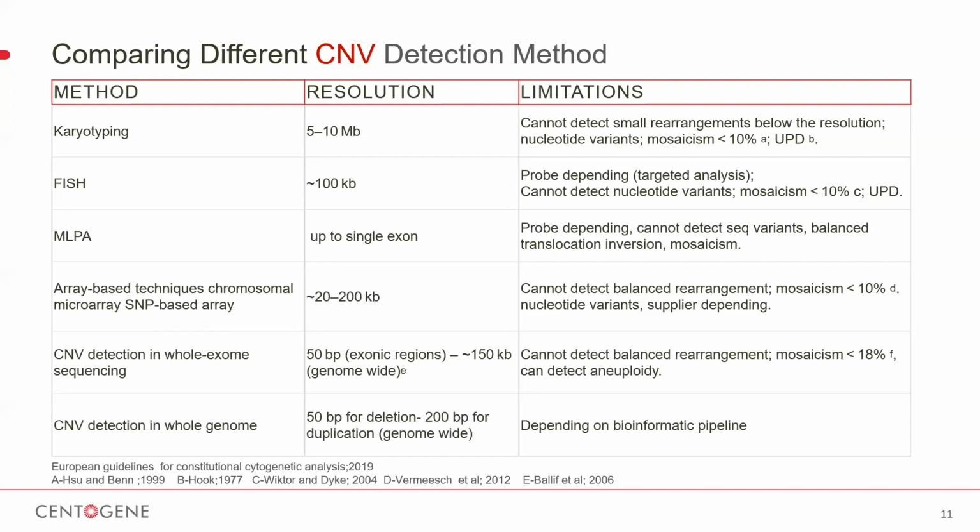It has the same struggle with mosaicism as the previous two methods. For the array-based techniques, including the chromosomal microarray and the high-definition single nucleotide polymorphism-based array, the resolution varies from 20 to 100 kilobases. Their limitations: they cannot detect balanced rearrangements, mosaicism less than 10%, or single nucleotide variants, and they depend on the supplier's already prepared chips with known resolutions.